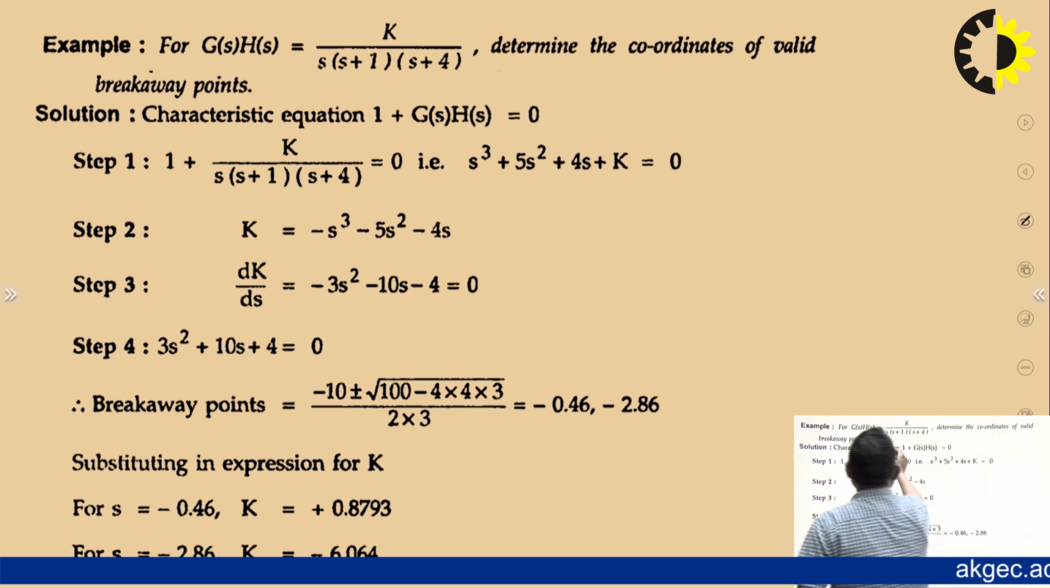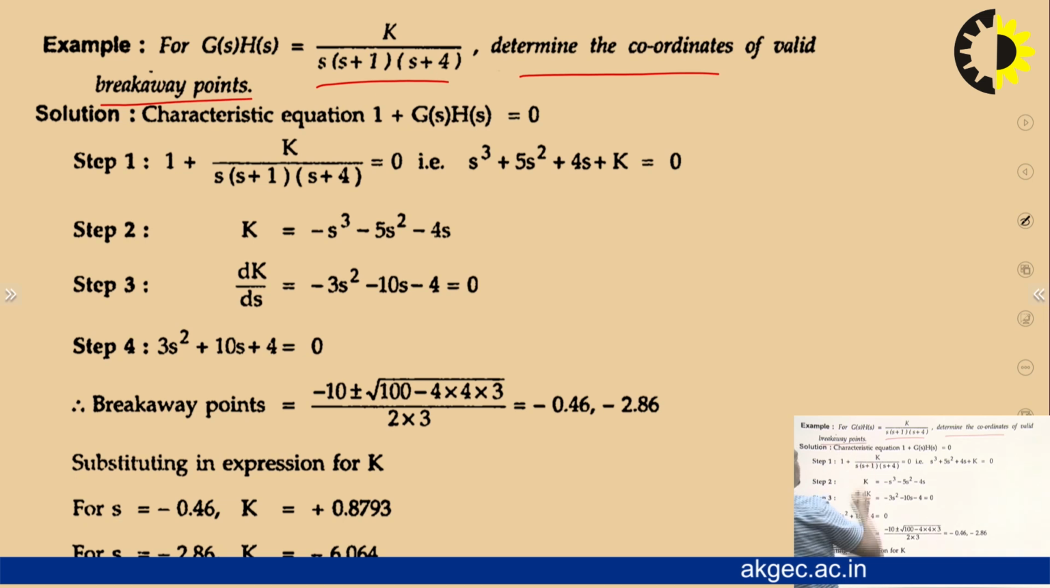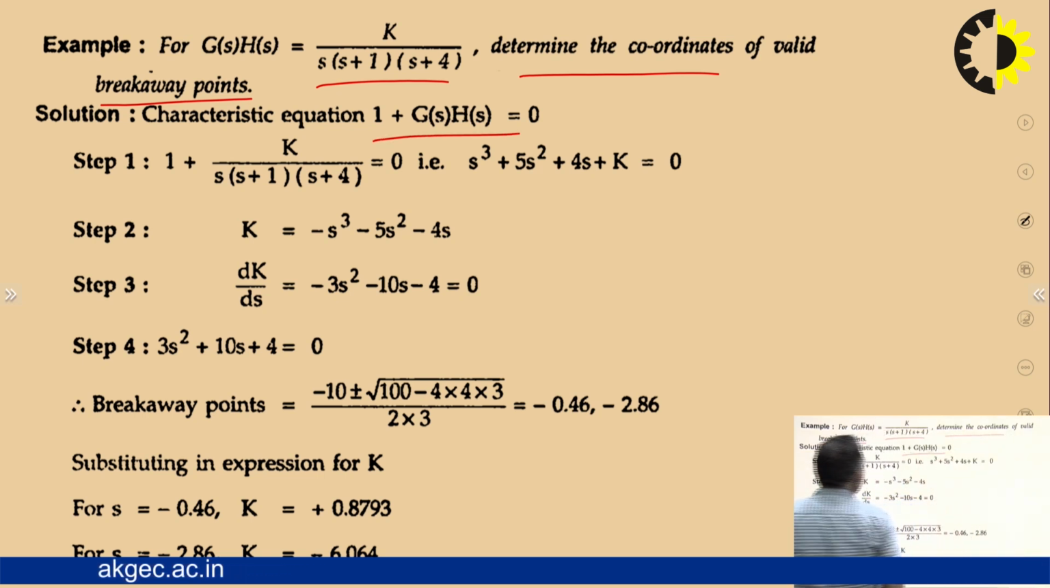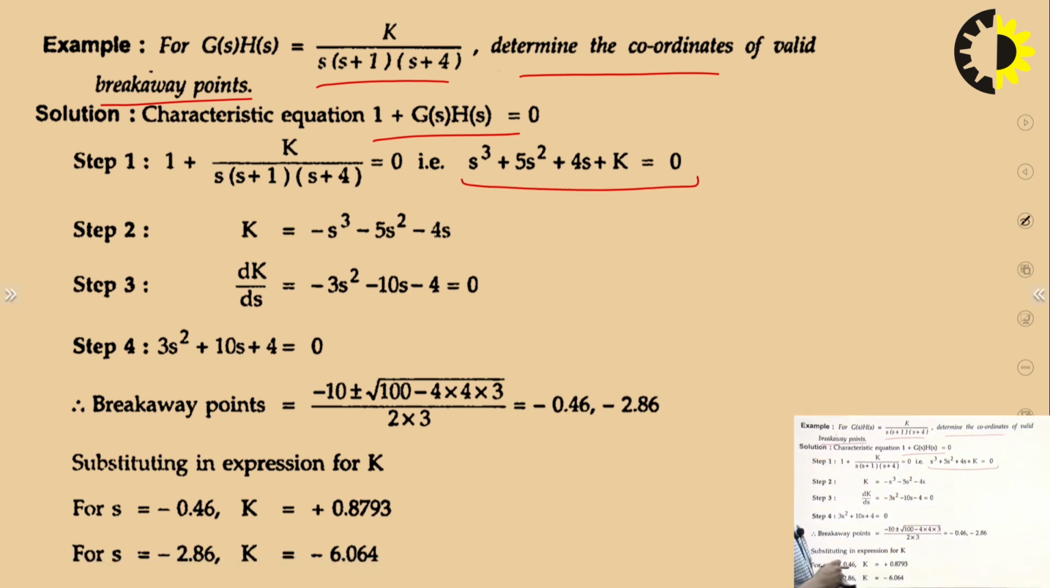G(s)H(s) is equal to k upon s times (s plus 4), and determine the coordinates of valid breakaway points. Breakaway point is an important concept, one of the important steps for drawing the root locus. So first we will write the characteristic equation, which is 1 plus G(s)H(s) equals 0, and we get this equation by solving: s cube plus 5s square plus 4s plus k. Now we can write this equation as k equals minus s cube minus 5s square minus 4s.